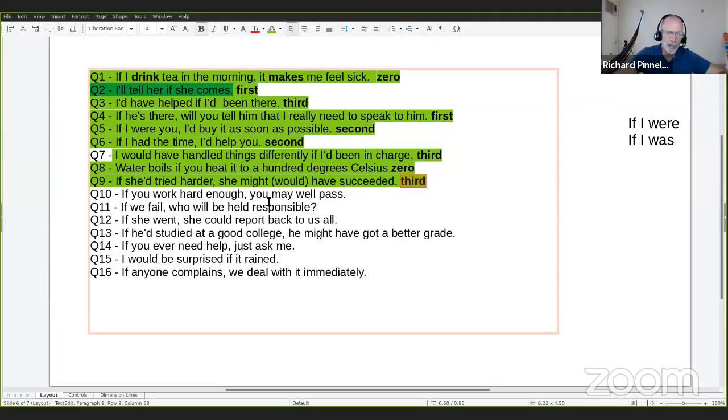If you work hard enough, you may well pass. This again, this may here is actually replacing the will that we saw. You can use may if there's less possibility. In the second conditional, we can use might, or in the third or the second conditional, we can use might. In this one, we can use may. She may have succeeded. You could use may or might in either of them, actually, because may and might are more or less synonymous. I think may is just a little bit more formal. If you work hard, yeah, it's the first conditional.